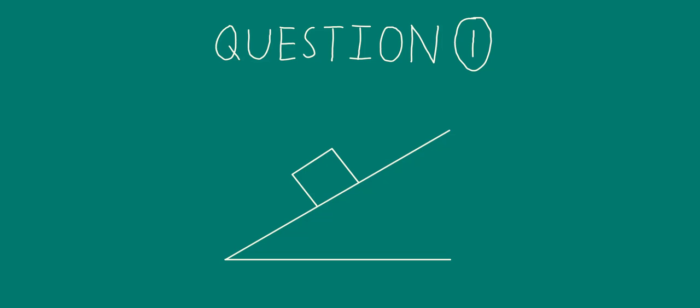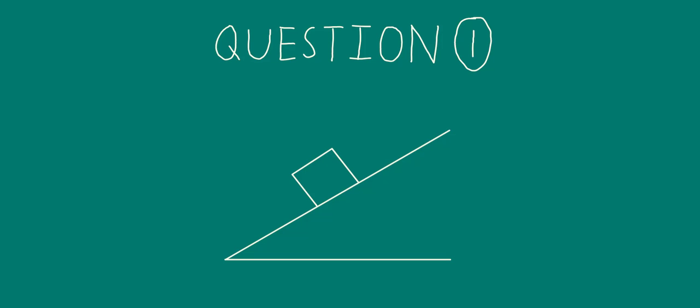Alright, so now it's time for you to have a go at a couple of questions. In this first question, there's a box sitting at rest on a slope, or what's known also as an inclined plane. And your job here is to try and figure out the forces that are acting on this box. So please pause the video here and have a think about this, and when you're done, unpause the video and we'll discuss the solution.